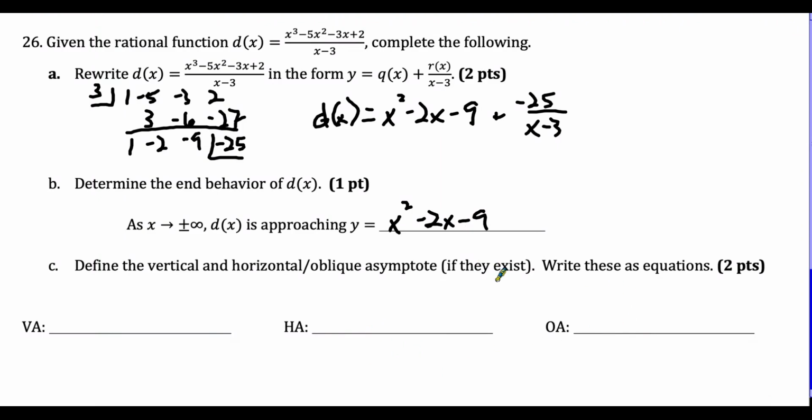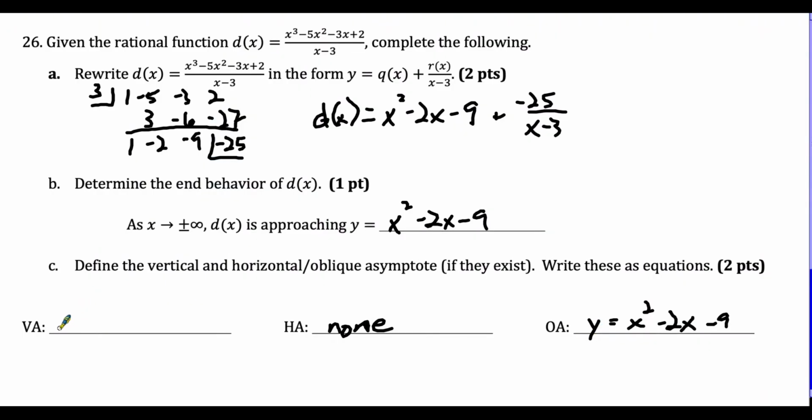Now, expressing these as asymptotes then. This would be an oblique asymptote because it is not a horizontal line. It involves x's. So anytime that I get that my end behavior approaches any function that includes a variable, that's going to be an oblique asymptote. Now, we want to make sure to write this as an equation. So that's going to be y equals x squared minus 2x minus 9. And if we have an oblique asymptote, then we are not going to have a horizontal asymptote. These are either or. If I have a horizontal asymptote, I won't have an oblique asymptote, and vice versa.